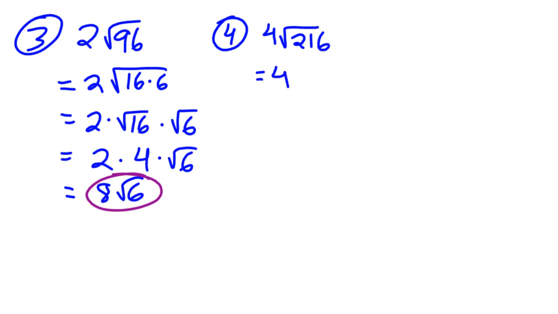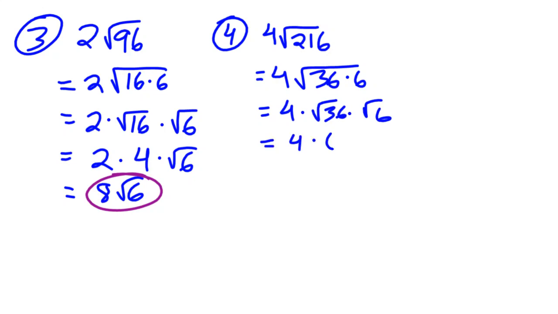Number 4, I'm going to rewrite 216 as rad 36 times 6. Now I'm going to rewrite this as 4 times rad 36 times rad 6. The square root of 36 is 6. And now we have 24 rad 6.